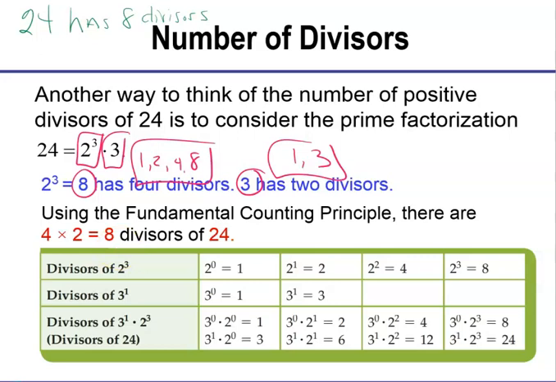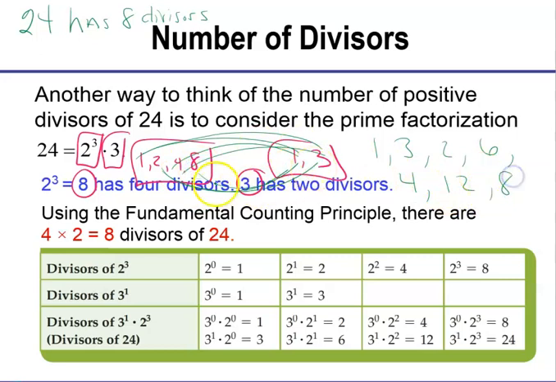Now, what the chart below does is actually list the divisors, and when I was talking about combining these every way possible, what they're saying is 1 times 1 will give you the divisor 1, 1 times 3 gives you the divisor 3, 2 times 1 gives you the divisor 2, 2 times 3 gives you the divisor 6, 4 times 1 gives you the divisor of 4, 4 times 3 gives you the divisor 12, and finally, 8 times 1 gives you the divisor 8, and 8 times 3 gives you the divisor 24.